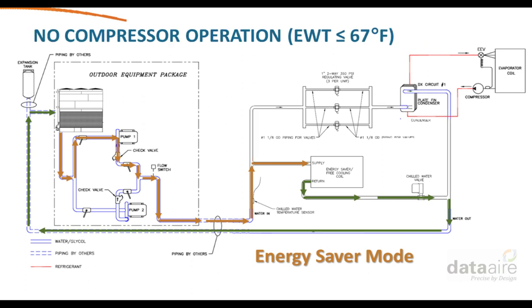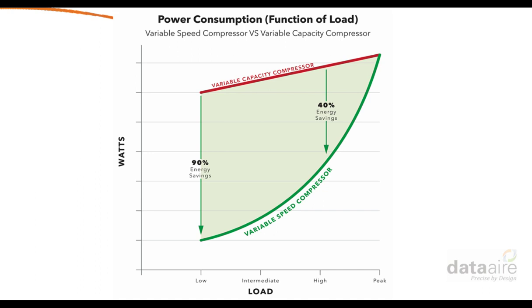So that's our next mode here, the full energy saver mode. That's when the water is 67 or below. And in this scenario, we don't need any compressors to operate. So we're able to do a full 100% load with the energy saver coil. Again, the water is going to come into the unit and go straight through the energy saver coil and then back to the cooling tower. And in this case, the water regulating valves will be shut because the compressors are not operating.